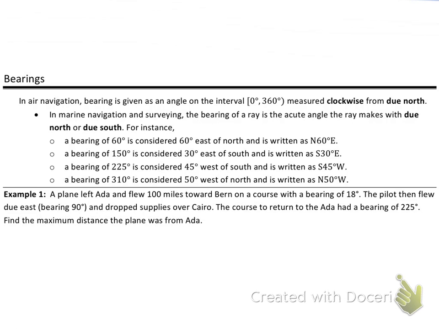All right. Bearings. In short, what a bearing is, if we picture a compass on a map, we have north, we have east, we have south, we have west. What bearing is, is how far away you are from north. So if I have a 30-degree bearing, I'm going to go 30 degrees clockwise, and that's the direction I'm heading. So that's a 30-degree bearing.